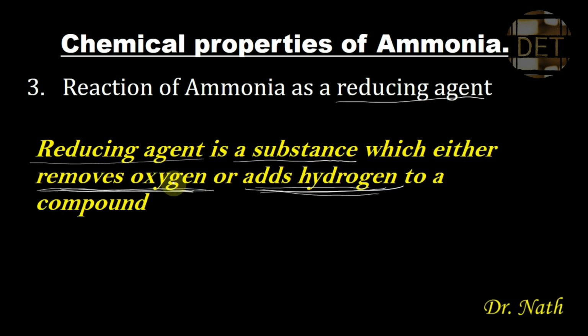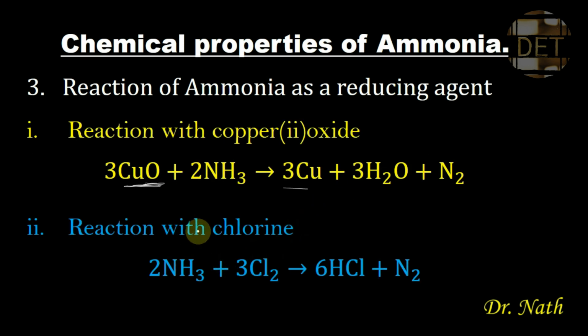And remember what we said before, that a reducing agent is any substance which either removes oxygen or adds hydrogen. So from this reaction, ammonia is adding hydrogen to this chlorine to form hydrogen chloride. So this is what the reaction of ammonia as a reducing agent entails. It either removes oxygen from a compound or adds hydrogen to a compound. The very important thing that you should know here is that ammonia can act as a reducing agent.